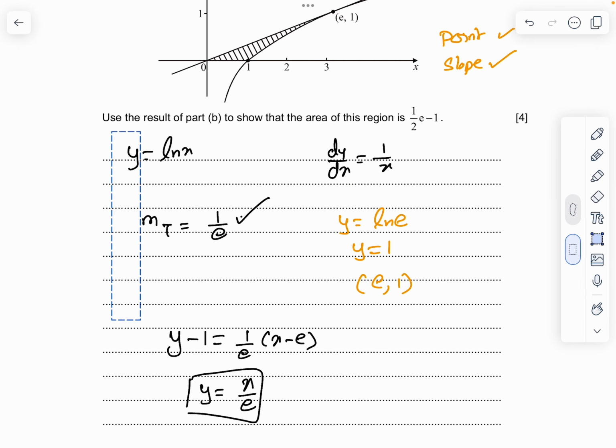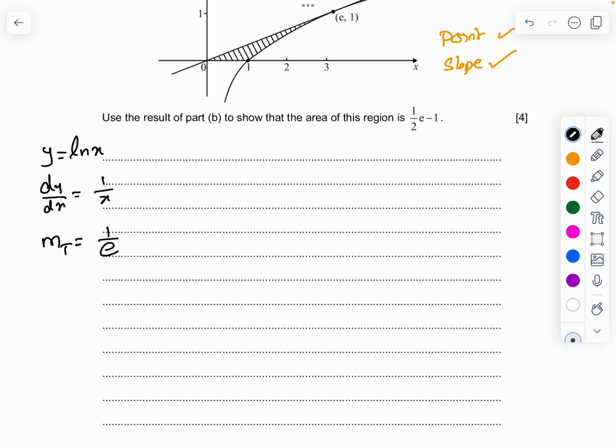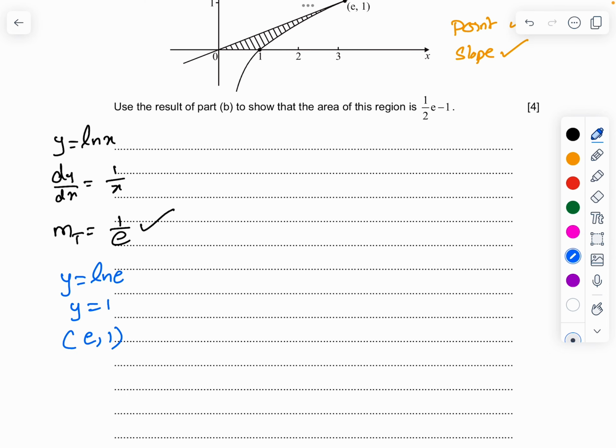So let me recap properly. y equals ln x was given. First I will find dy by dx, which is 1 upon x. Then I'll find the slope of the tangent, which is 1 upon e. Then y equals ln e, so y equals 1. So the point is e comma 1. Once I get the point, I'll find the equation, y minus y1 equals m times x minus x1. So y equals x upon e. This is going to be the equation of the tangent.